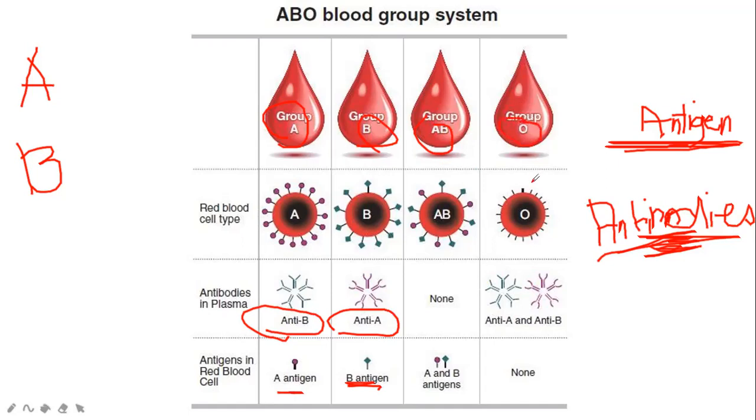Kay wala man, absent man ang either A or B antigen, mao nang gitawag siya og type O. So basically, since wala ka ana nga antigen, you have antibodies against A and B.